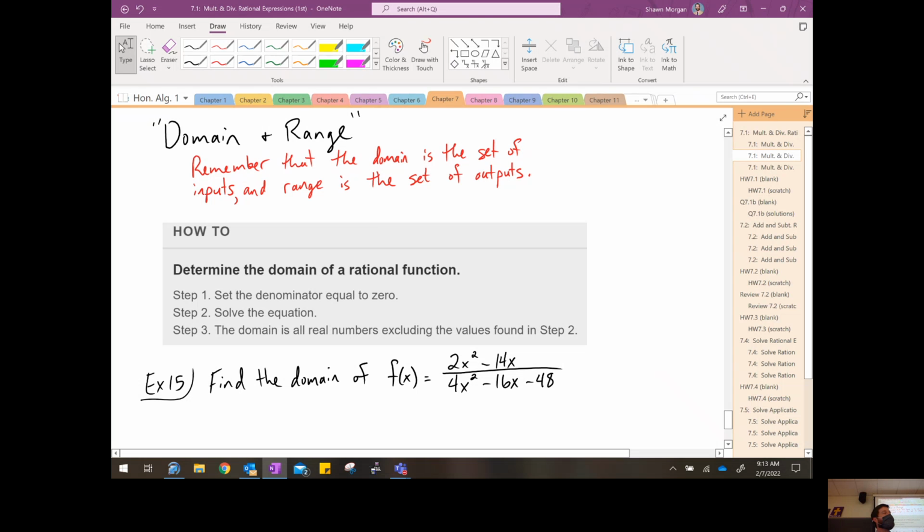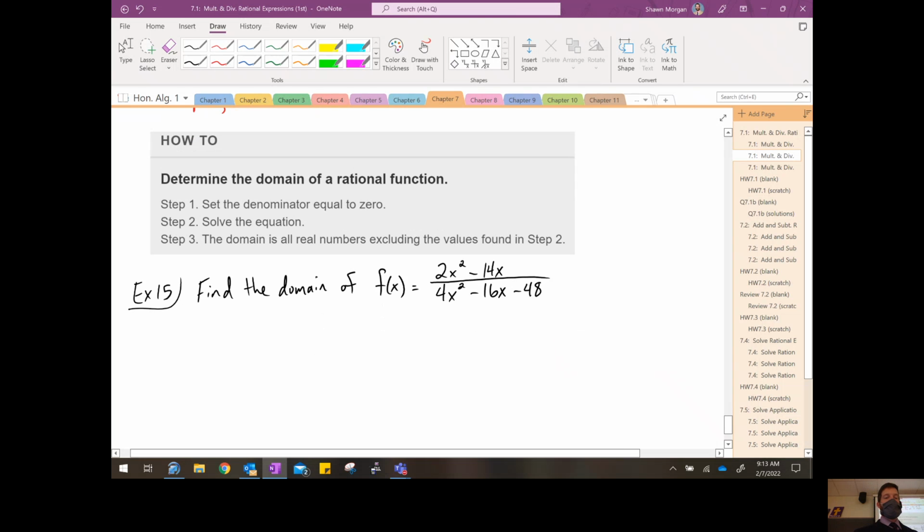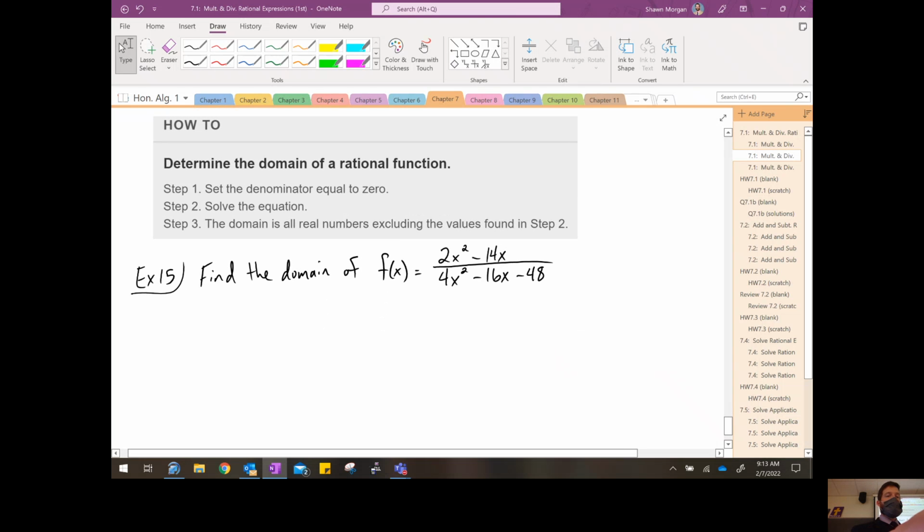Let's see here. I'm going to add a little Coach Morgan preference flavor into these steps. And I'm going to say the first step I usually like to do is I go ahead and try to factor everything. That's just my inclination. You certainly don't have to do it that way, but I recommend that approach. Okay, so check this out. Here's what I would recommend doing first. Factor the top.